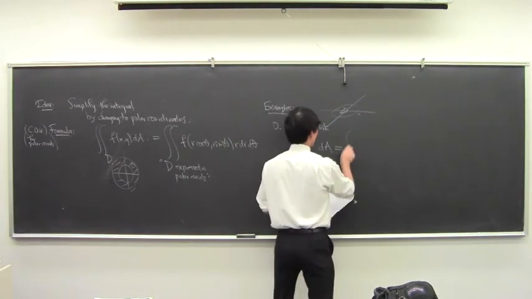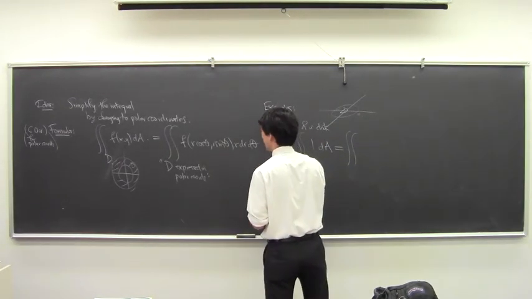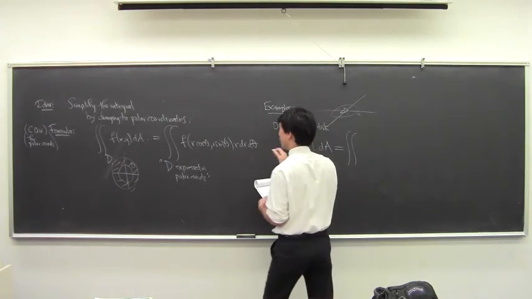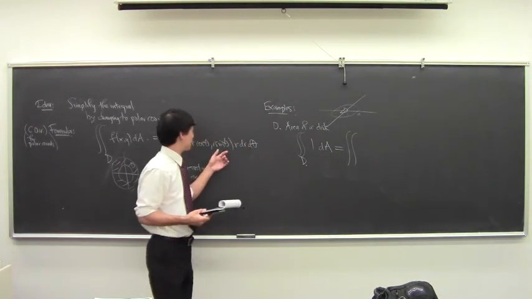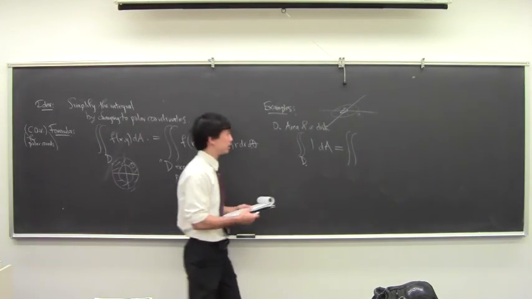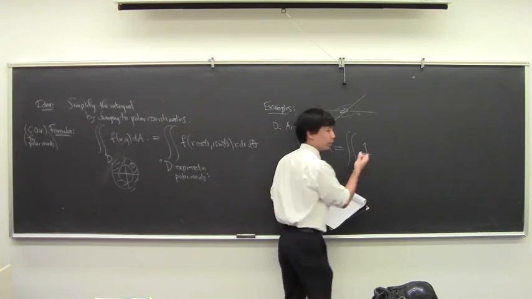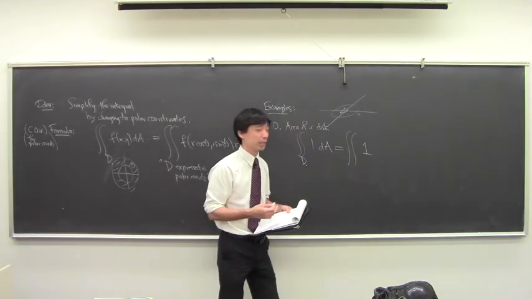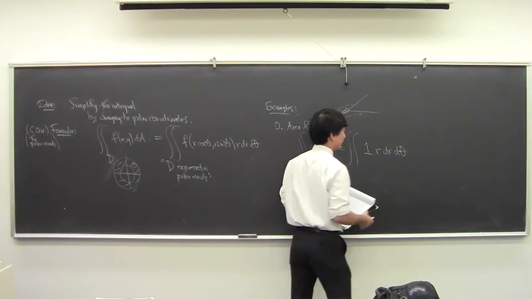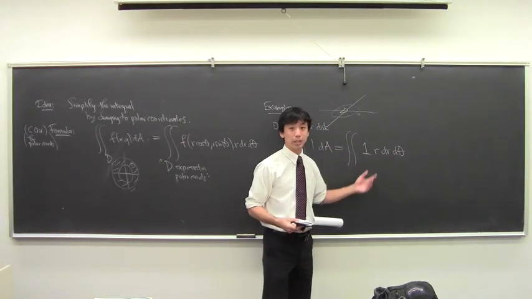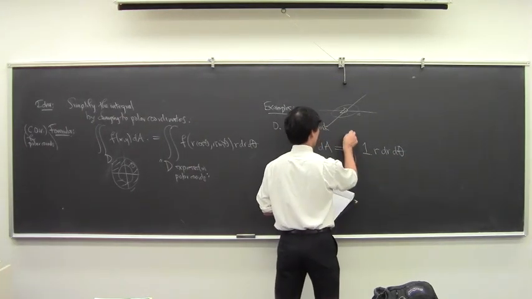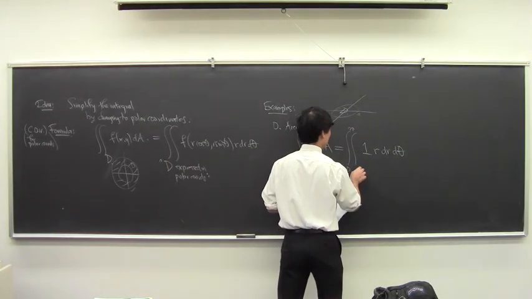Okay? And so just by using this formula here, it says integrate the function evaluated at these points. But the function is a constant, right? So that function is going to be 1 no matter where we evaluate it. And then we have this thing that we integrate against r d theta, right? And the range of theta is from 0 to 2 pi, and the range of r is 0 to a.